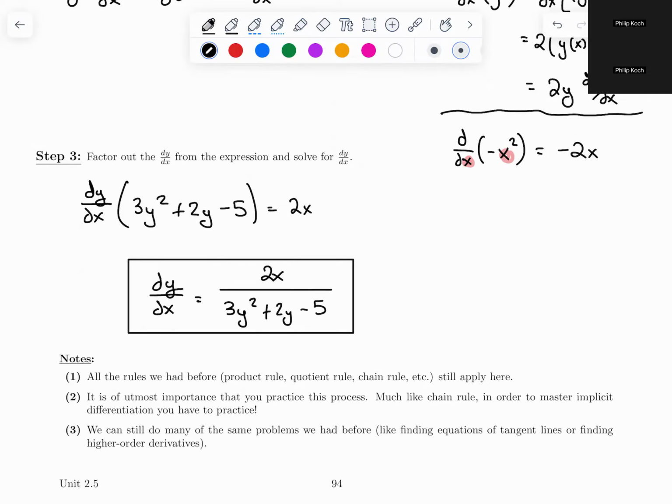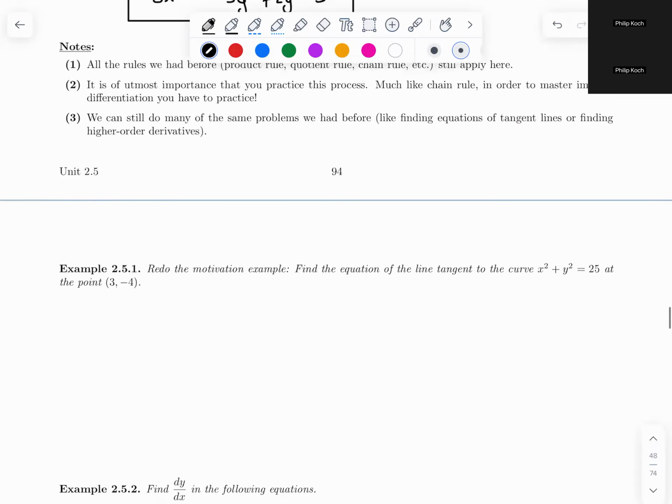And so the last note is that because now we can find derivatives in a different way, we can still find the equations of tangent lines. We can find where they're horizontal. We can find higher order derivatives. We can do all the stuff that we already knew and more. So let's do this last example. So instead of having to find two functions, determine which function to use, we could do it differently.